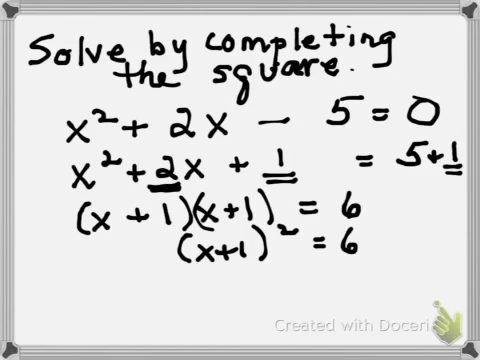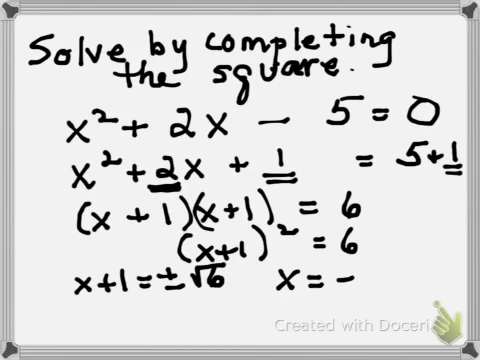Now solve by square root. Take the square root of the left-hand side, which is x plus 1. Take the square root of the right-hand side and we get positive and negative square root of 6. So now, to get x by itself, x is equal to negative 1 plus or minus the square root of 6. So completing the square, the two binomials are going to be exactly the same, and then we can solve it by square root.